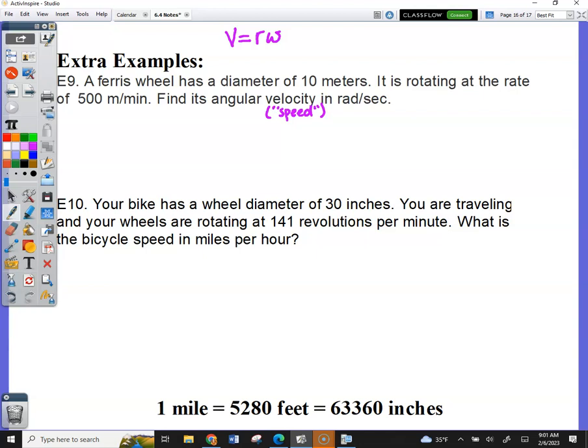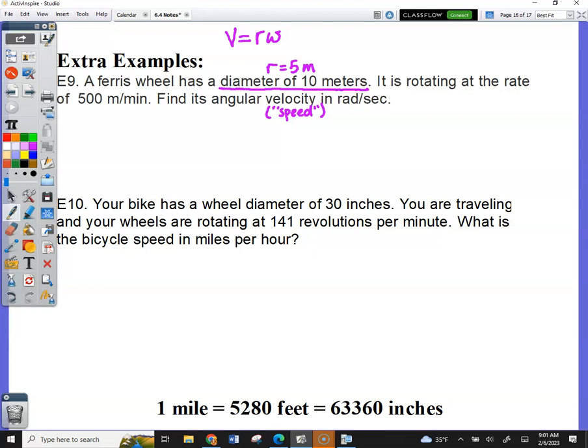Okay, we've read it once. We're talking about a Ferris wheel. Maybe you have a picture in your mind. Now let's read it again, and let's underline and pull the info we need. A Ferris wheel has a diameter of 10 meters. You know good and well, we don't want the diameter. So pulling from that, I would write that R is 5 meters. Write your units of measurement, just in case.